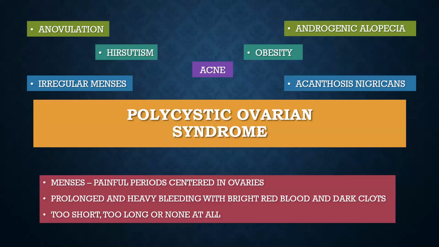Now, to talk about the menstrual pattern of PCOD, they have painful periods centered in the ovaries, prolonged and heavy bleeding with bright red blood and dark clots, and either too short or too long or no menstrual pattern at all. This is what happens in polycystic ovarian syndrome. Now, why I'm going through the symptoms is because we need to find out the appropriate rubrics. That is why I'm mentioning the symptoms as such.